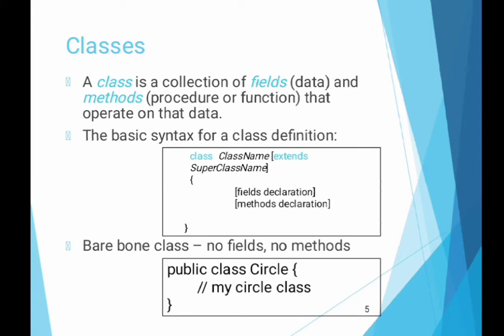Now, as we know, a class is a collection of fields or methods that operate on the data. The basic syntax of the class is: the class keyword, class name, then in square brackets extends superclass name, which means it is optional. Then the curly bracket is opened, followed by field declarations, method declarations, and the bracket is closed. A class without any field or method declaration is called a barebone class. Here is an example: public class Circle, and there are no methods or variables declared in this section. This is called a barebone class.